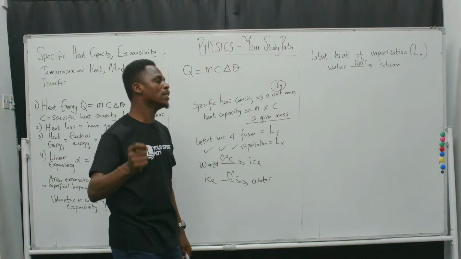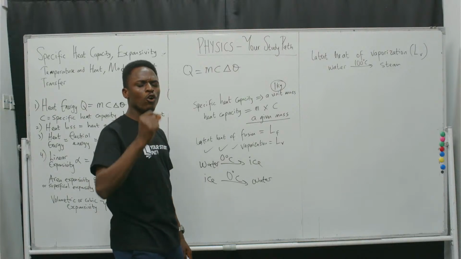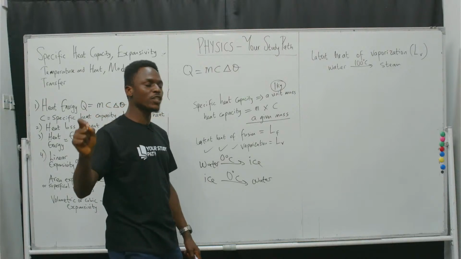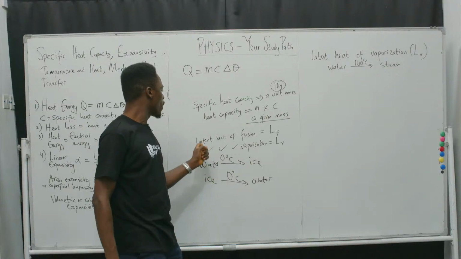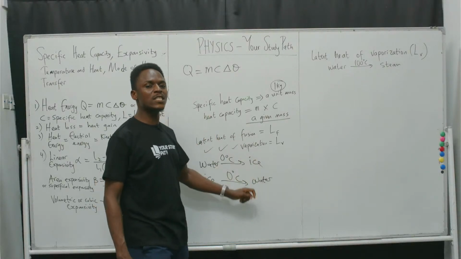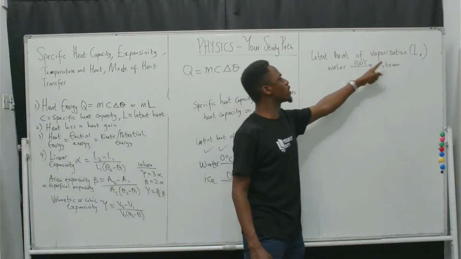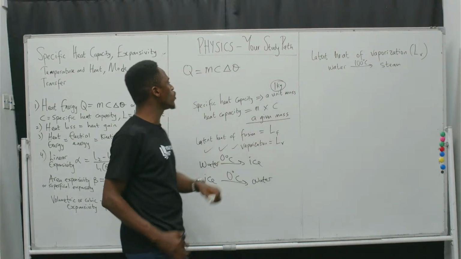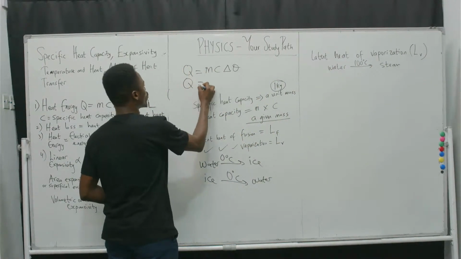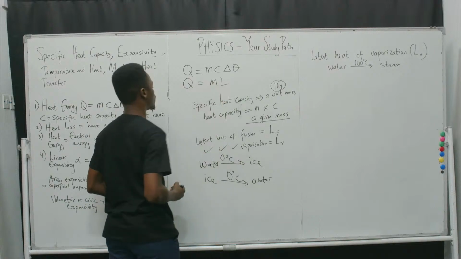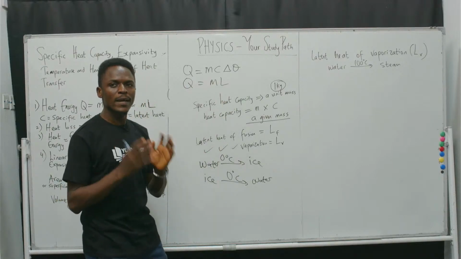Whenever you are asked to calculate heat energy with reference to change of state, whether you are having water converted to ice, ice converted to water, or water to steam, steam to water, then you know that Q must be equal to ml.